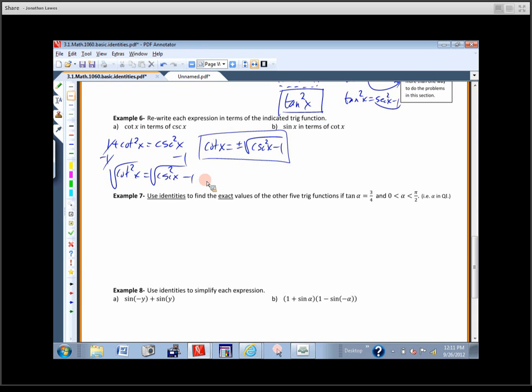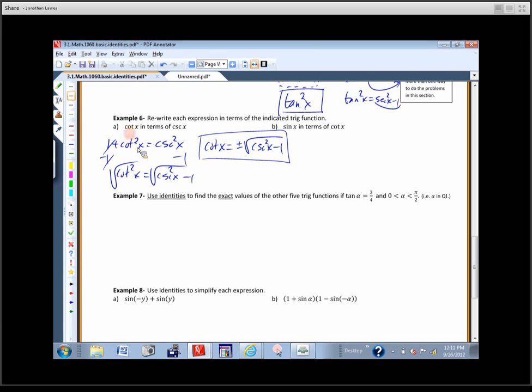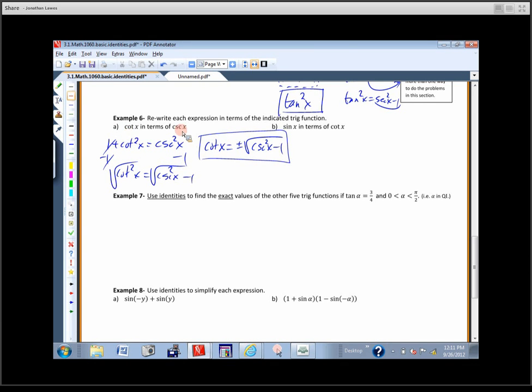Any questions there? Yeah. I got really lost from... Okay, this is a Pythagorean identity from the front page. And it says write cotangent in terms of cosecant. So we want to have cotangent on one side all by itself, and everything else on the other side needs to be numbers or cosecants.